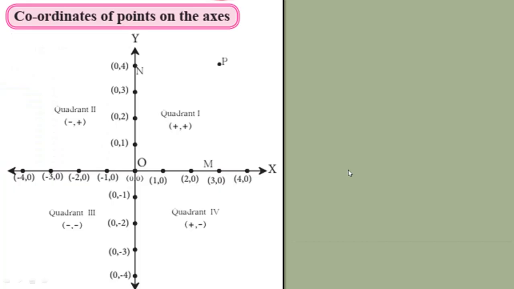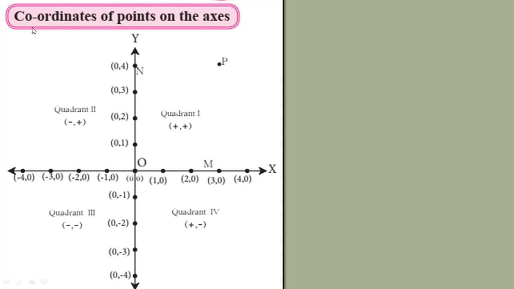Now, coordinates of points on the axis. Here I have written whatever I have explained. In quadrant 1, both the x coordinate and y coordinate are positive. In quadrant 2, the x coordinate is negative and the y coordinate is positive. In quadrant 3, the x coordinate is negative and the y coordinate is negative. In quadrant 4, the x coordinate is positive and the y coordinate is negative. Based on the plus and minus signs, we first decide in which quadrant the point will be located.